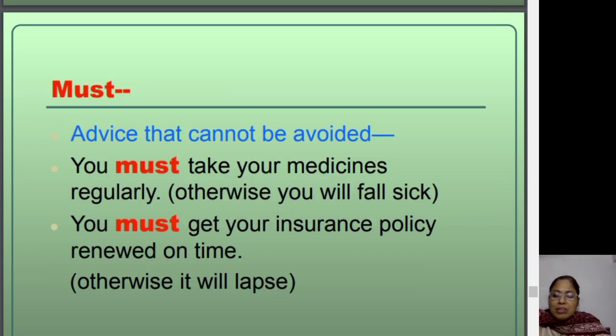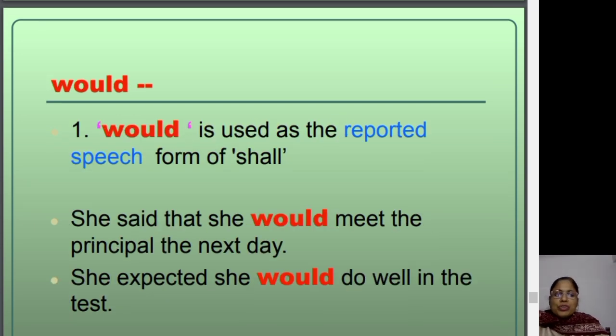The modal must is even stronger in tone because it refers to an advice that cannot be avoided. For example, you must take your medicines regularly. Otherwise, what will happen? You will fall sick. You must get your insurance policy renewed on time. Otherwise, it will lapse. So, it is a situation that is mandatory. It cannot be avoided.